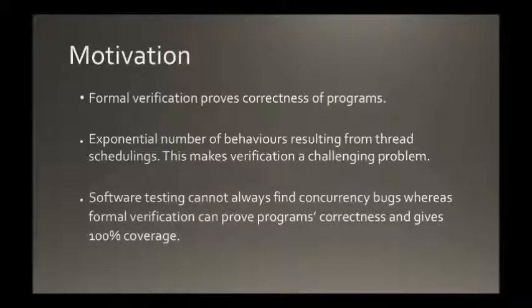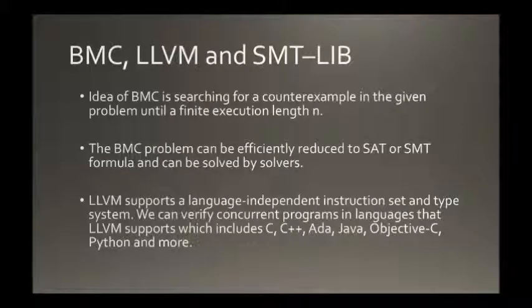Formal verification proves correctness of programs. The exponential number of behaviors resulting from thread schedulings makes verification a very challenging problem for multithreaded programs. Software testing cannot always find concurrency bugs, whereas formal verification can prove programs' correctness and gives 100% coverage. And now, some insight into the important concepts in my project.